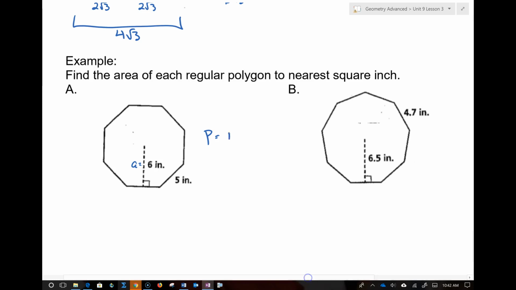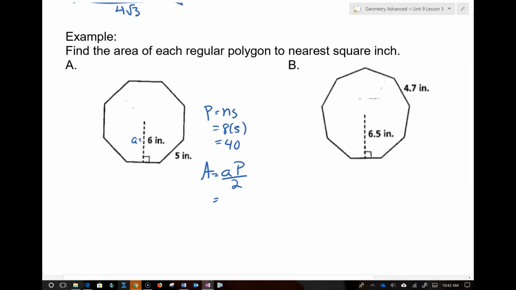So the perimeter, guys, how many sides is this first one? It's an octagon, so it's 8, right? So you just got to go 8 times 5, which gives you 40 inches for the perimeter. And then you just have to plug and chug it into your formula. Make sure you write your formula down. So your apothem is 6, your perimeter is 40, all over 2. Awesome, thank you, friend.